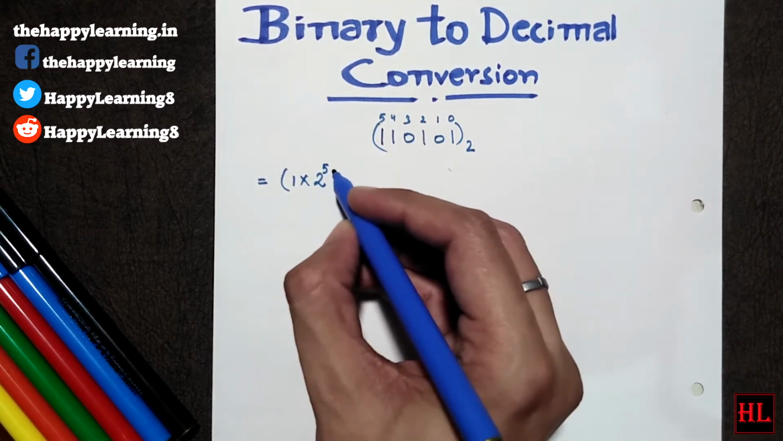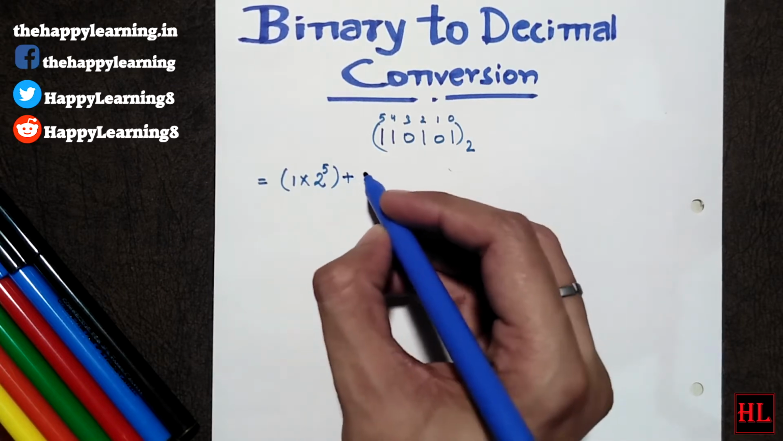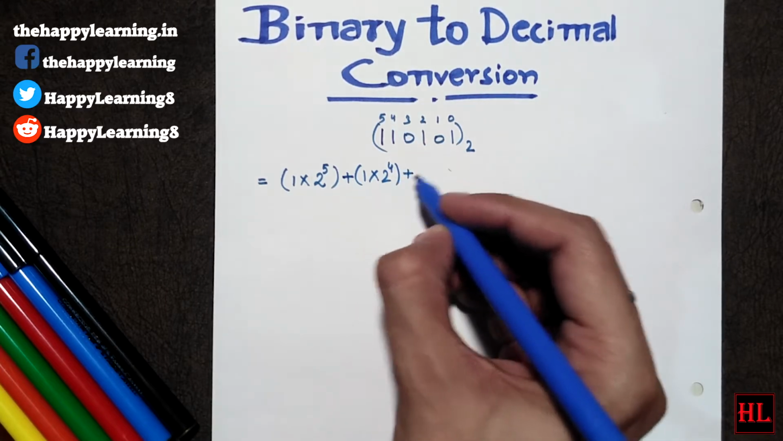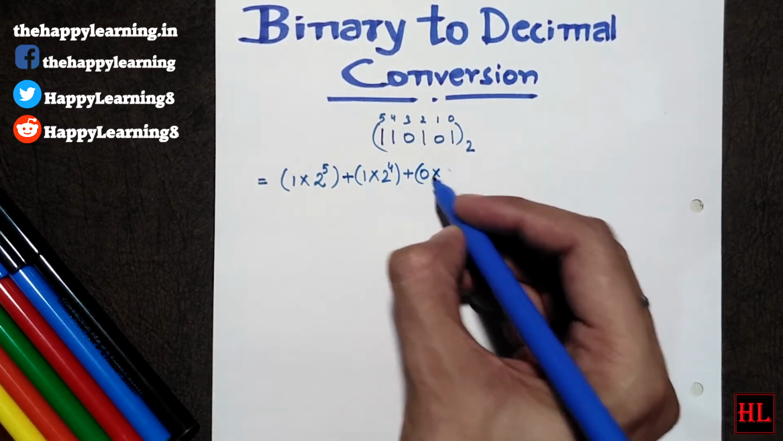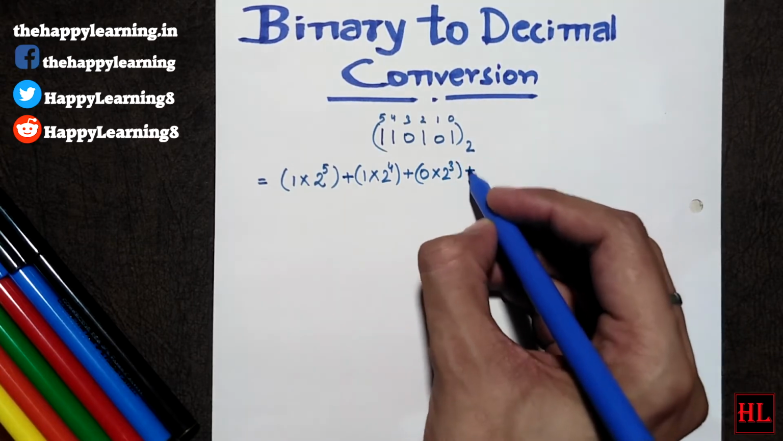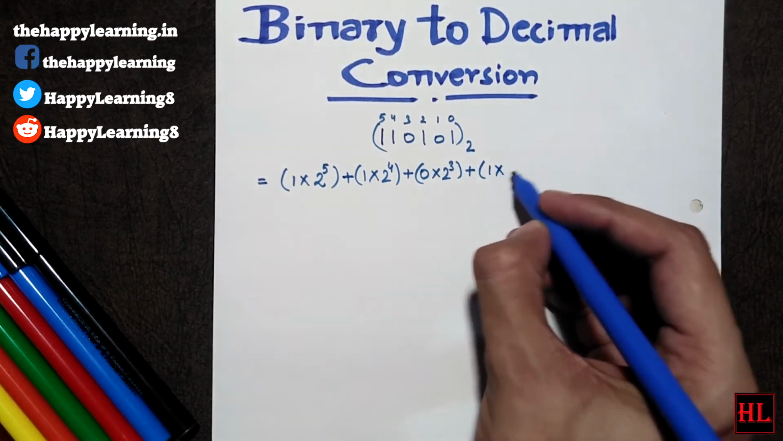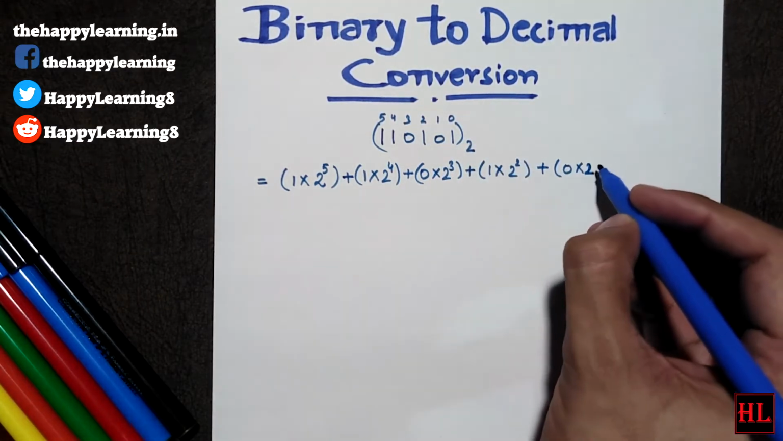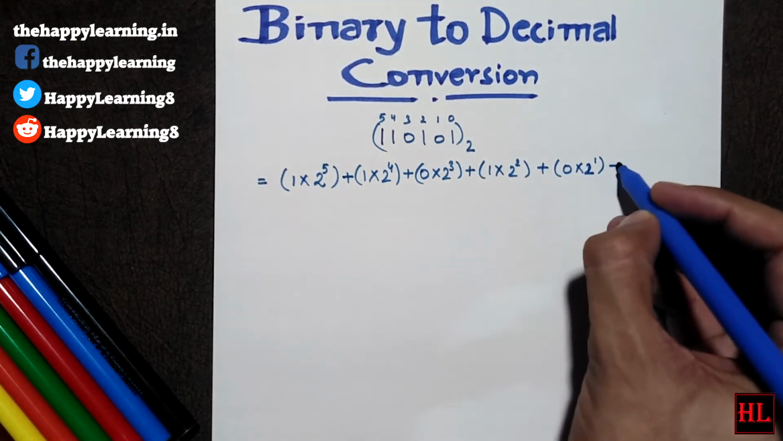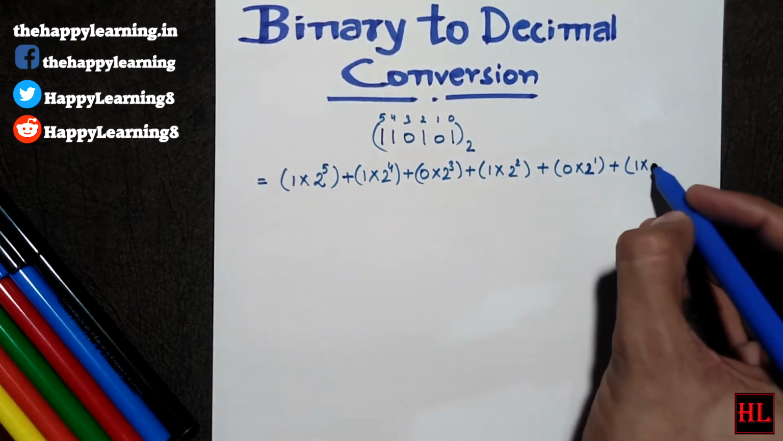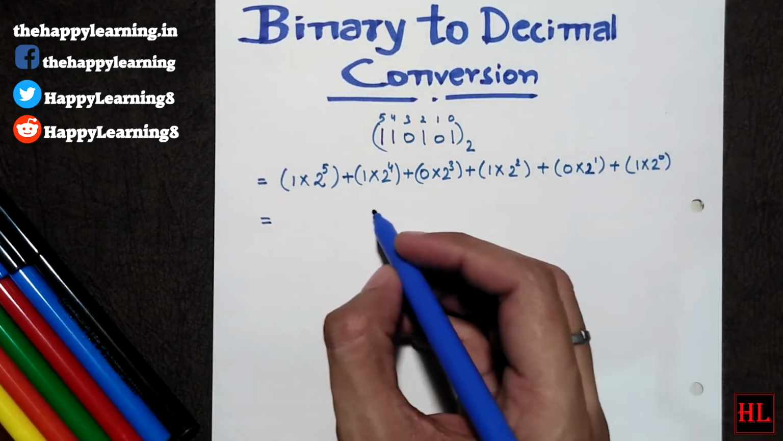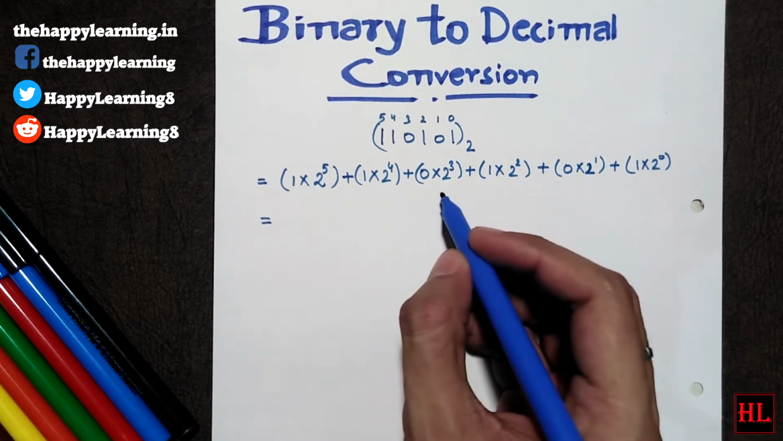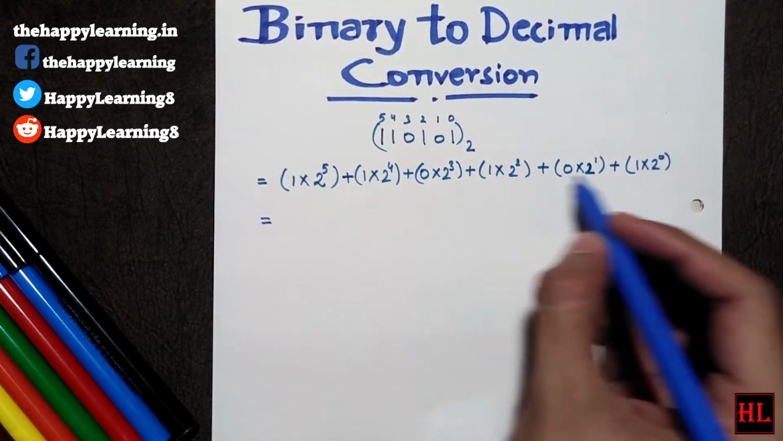So we have 1 multiplied by 2 raised to power 5 plus 1 multiplied by 2 raised to power 4 plus 0 multiplied by 2 raised to power 3 plus 1 multiplied by 2 raised to power 2, then plus 0 multiplied by 2 raised to power 1, then plus 1 multiplied by 2 raised to power 0. Since multiplying any number with 0 results in 0, we only consider the terms which are being multiplied by 1.